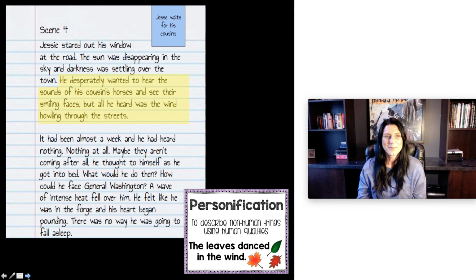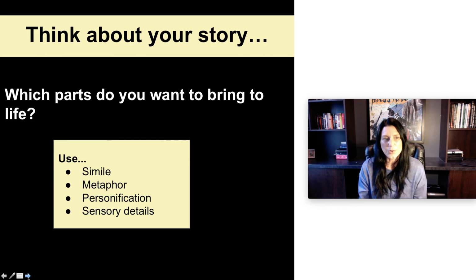So right now I want you to think about your story. Which parts of your story do you want to bring to life? This is probably going to be like an important moment in your story. Maybe it's a really suspenseful moment or a really dramatic part of your story. Think about what you want your reader to feel and see in their mind. And you might want to use a simile or a metaphor to compare something. You might want to use personification to give something in your story human characteristics, make it kind of come alive, or you might want to use some sensory details. So go back to your story, go through each scene, and think about which parts you could bring to life by using one of these strategies.